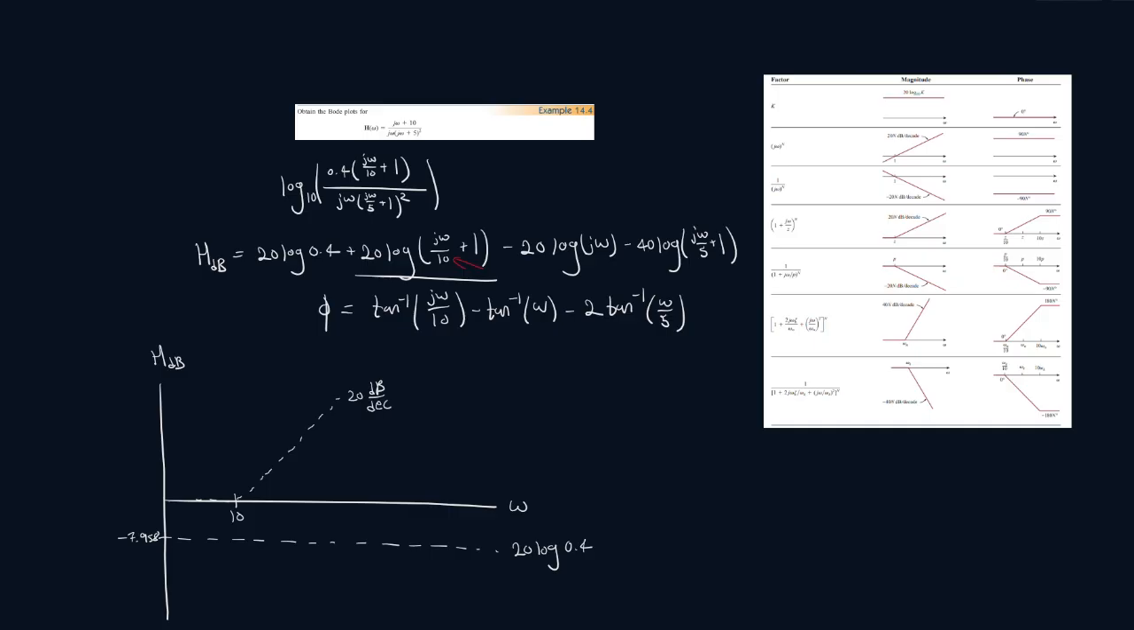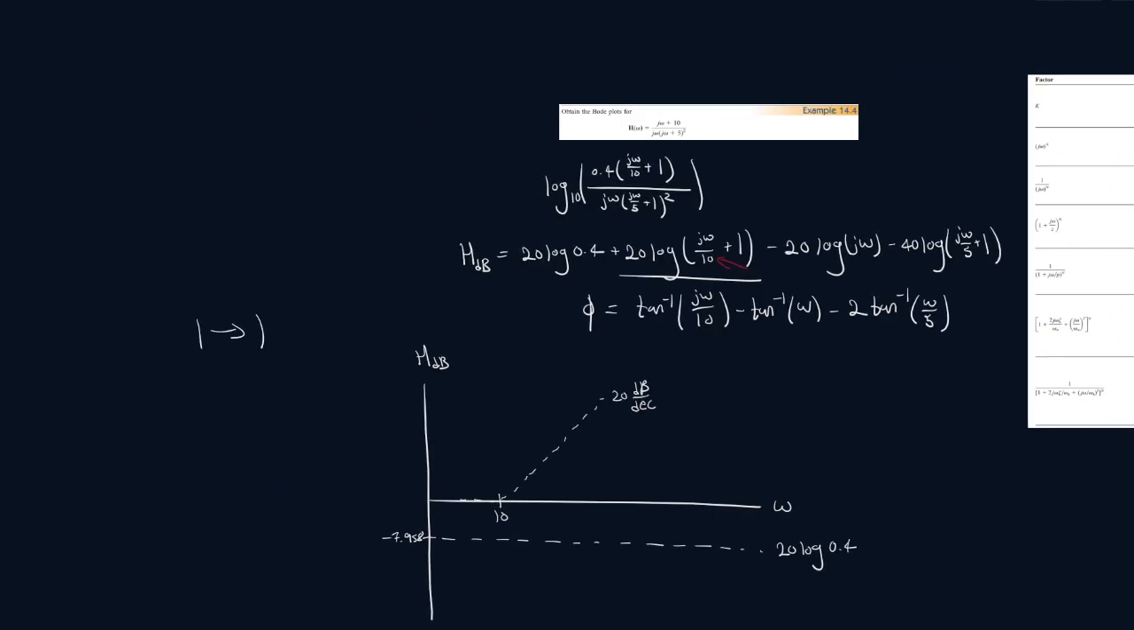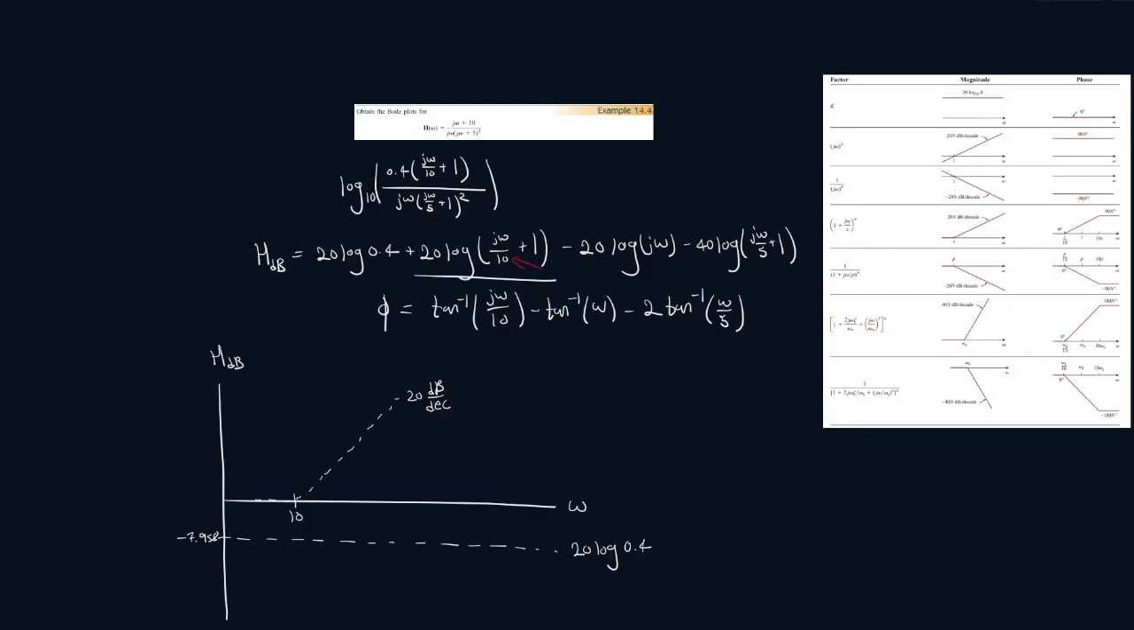A decade is something that's increased by a factor of 10. So 1 to 10, that's 1 decade because it was increased by 1 factor of 10. 1 to 100, that's 2 decades because it was increased by 2 factors of 10, because 1 times 10 times 10 is 100, so that's 2 tens, and 1 times 10 is 10, just 1 ten involved. So this one is going to be 20 log of jω over 10 plus 1.